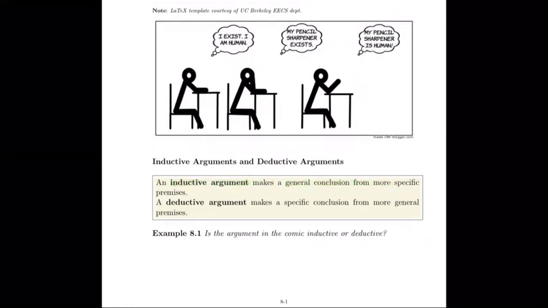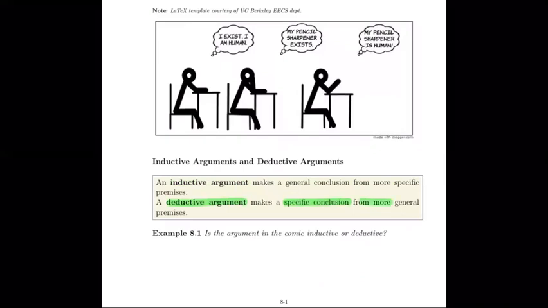Okay, so it's a delicate thing. You want to be careful with an inductive argument because it could be a hasty generalization, and you should have seen that by now in section 1A when we talked about fallacies. A hasty generalization is essentially a weak inductive argument. Now, a deductive argument is a more watertight situation, and mathematically, it's what's used throughout all of the theory of mathematics. So it makes a specific conclusion from more general premises.